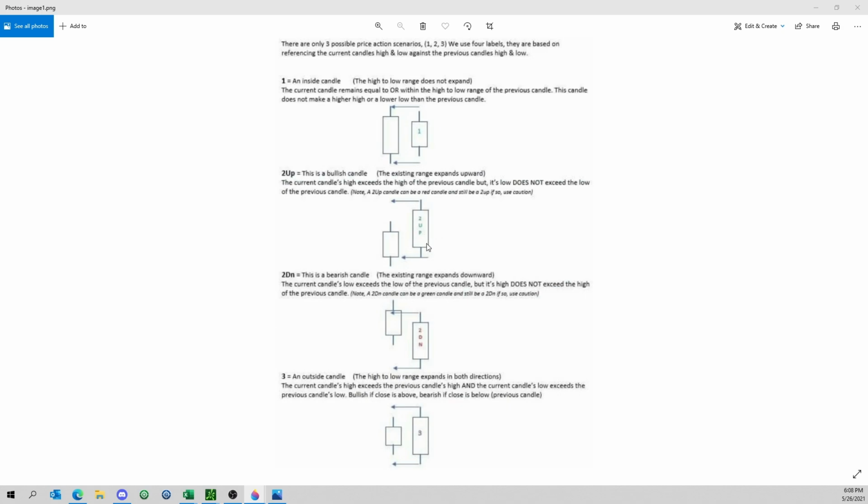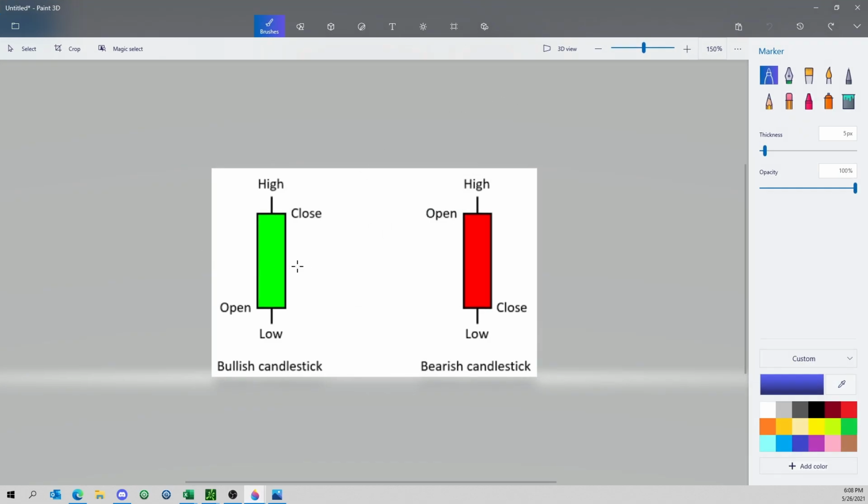A 2 candle can be a 2 up candle or a 2 down candle. What that means is a 2 candle breaks either the high or the low of the previous candle, and this shows us who is currently in control of price action. By this happening, we know if it's a 2 up candle, buyers are in control. If it's a 2 down candle, we know sellers are in control. So for example, buyers were in control here.